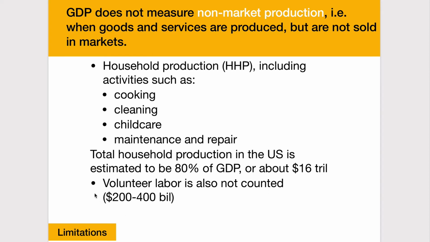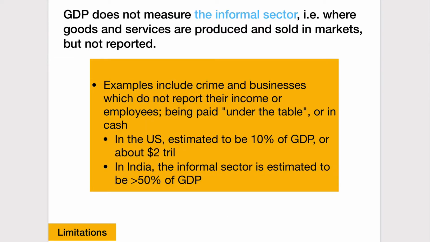Now the same thing could be said for volunteer labor. People volunteer many millions of hours to nonprofits or other organizations. That labor also does not count in GDP because we're only counting market production. This is not a market. If you volunteer, you're essentially giving your labor to somebody or an organization. That's not going to be counted as part of GDP. And this is somewhere between perhaps $200 to $400 billion a year. So that's part of the limitation.